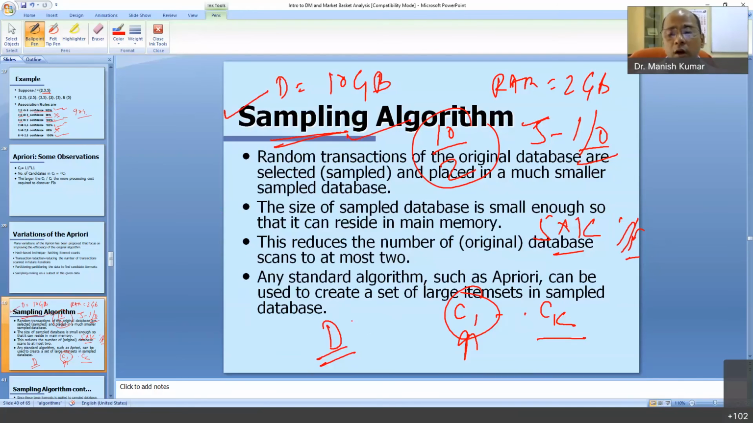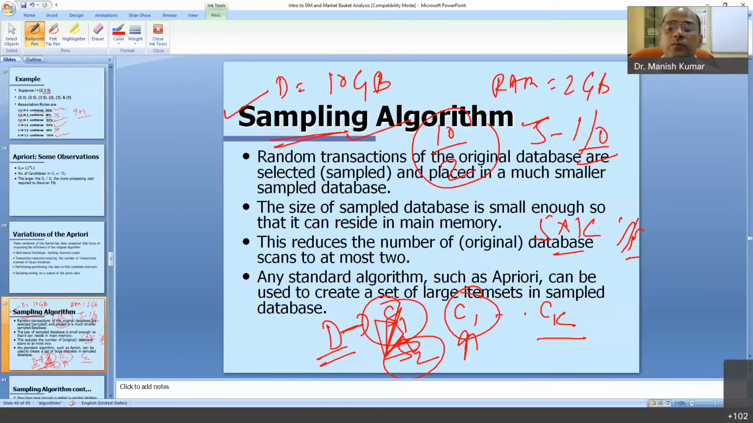What is that? Out of D, I can take small samples like S1 and S2. Maybe 1 or 2 samples I can consider, apply a priori on these samples, and then check the association rules against the entire database. Whatever I get is more efficient than simple a priori in terms of complexity, and it represents association rules for the entire data set. But since you are working with samples, there is always a chance that you may miss some of the association rules which are present in the data set.